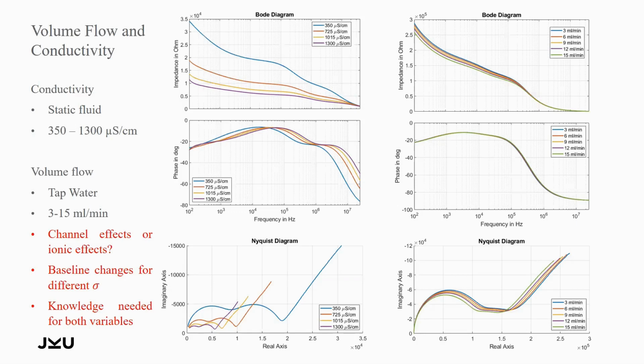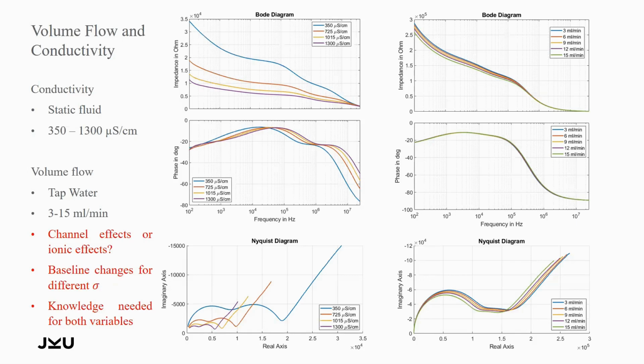And for the volume flow measurements, I used tap water and measured the volume flow from 3 to 15 milliliter per minute. What you see first is that the measurement of the conductivity somehow sets the baseline for the volume flow measurement. The higher the conductivity is, the less you can distinguish in the volume flow measurements.